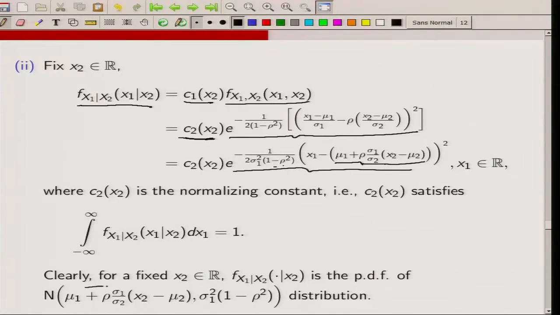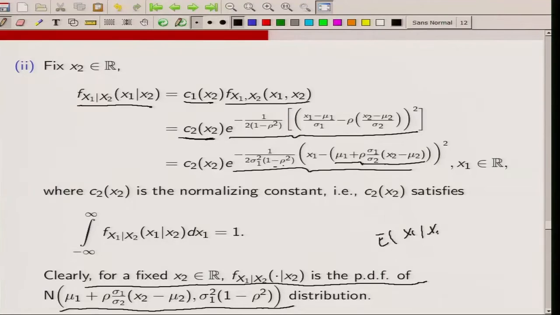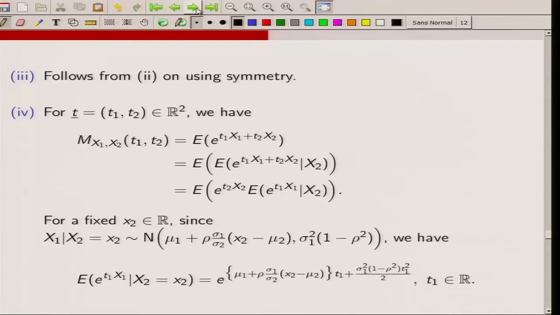So, clearly for a fixed x 2 belonging to R, f of x 1 given x 2 is a PDF of normal distribution with mean mu 1 plus rho sigma 1 by sigma 2 (x 2 minus mu 2) and variance sigma 1 square (1 minus rho square). So, you can see over here that the expected value of x 1 given x 2 turns out to be linear. It is a linear function of x 2. The third follows from the second using symmetry, because x 2 given x 1 is the same.